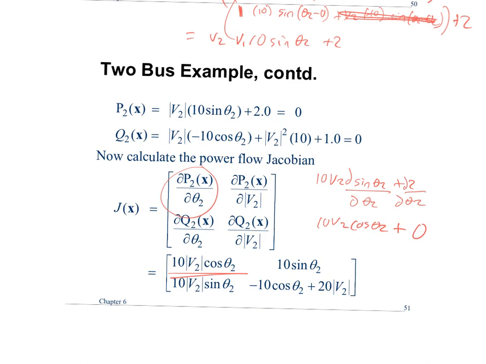I encourage you to do it for P2 V2, Q2 theta 2, and Q2 V2. Just be careful. Remember how we have a V2 squared, right? If you just leave it in the summation term, you'll lose the fact that there's a V2 multiplied all the way out front. So you would just have a V2 times V2, but it should be V2 squared, or V2 times the value.